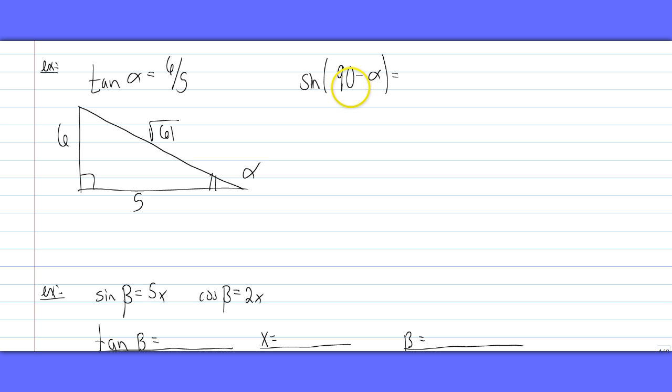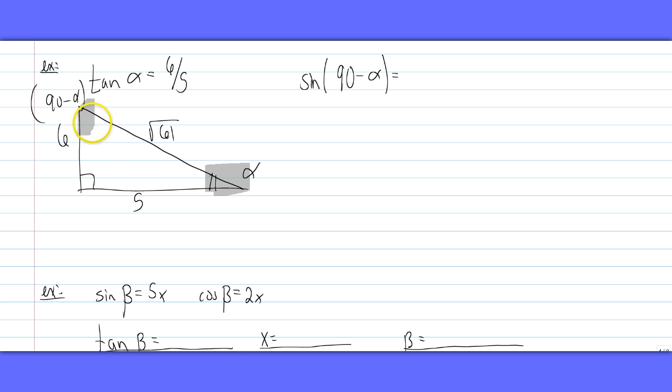What we're being asked for, though, is the sine of 90 minus alpha. Well, alpha is this angle. What is 90 minus alpha? What is that? The relationship between this angle and this angle is that they are complementary. In other words, if this is alpha, 90 minus alpha is the other acute angle.